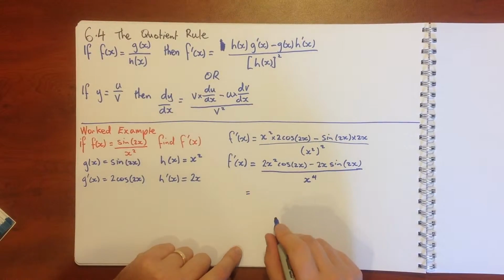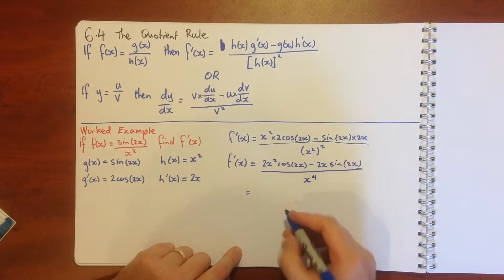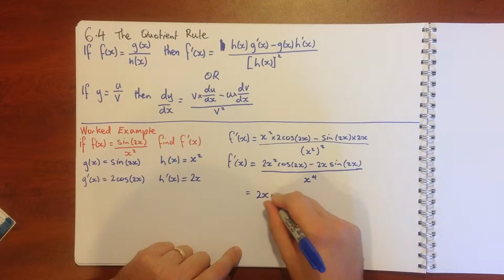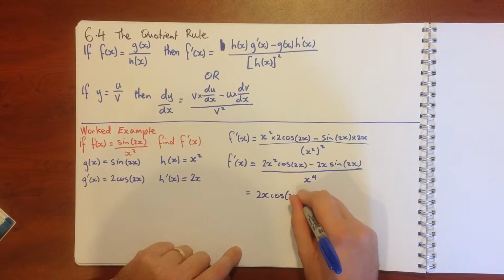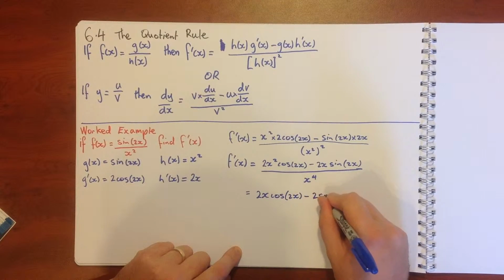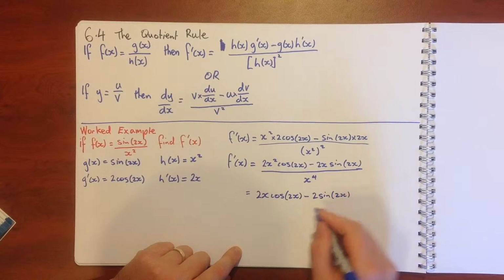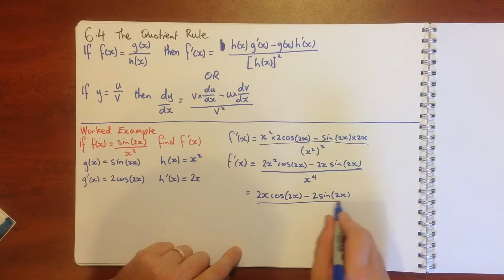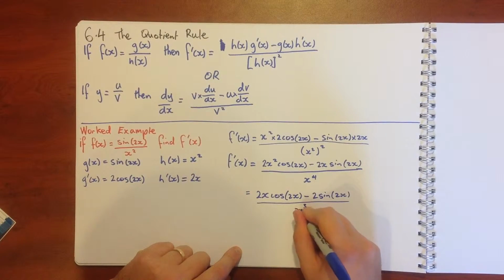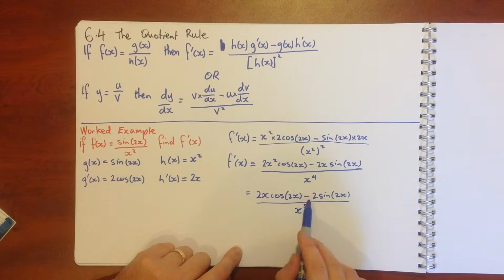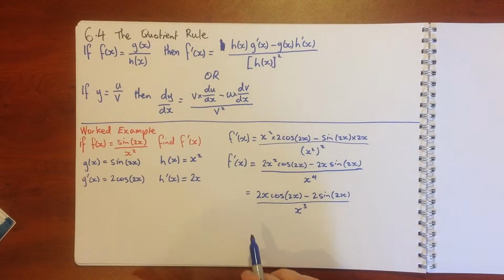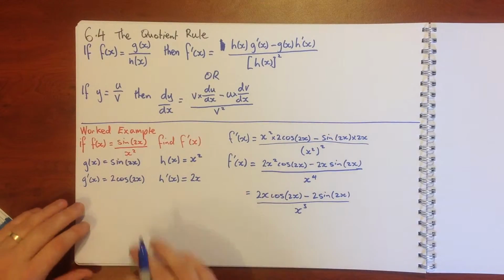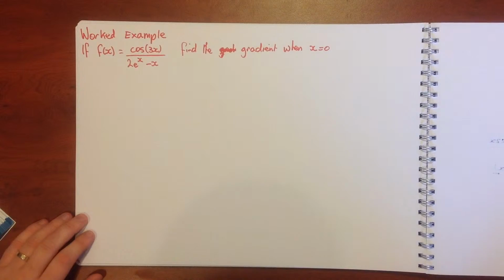We can simplify that because we can cancel out an x, and say that we've got 2x cos of 2x minus 2 sine of 2x, all over x cubed. If you really want to, you could take 2 out as a common factor, but I probably won't worry about doing that too much. So I'll keep moving on.